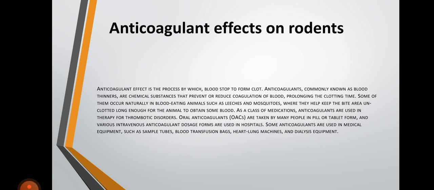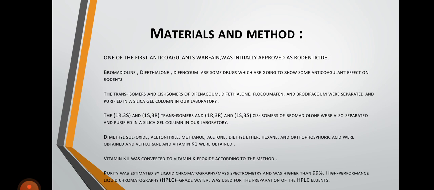As I have mentioned, anticoagulants may be taken in the form of pills and tablets. There are various intravenous anticoagulant dosage forms which are used in hospitals. So in order to produce a new anticoagulant drug, we have to test it. So what are the materials and methods to test new anticoagulant drugs?